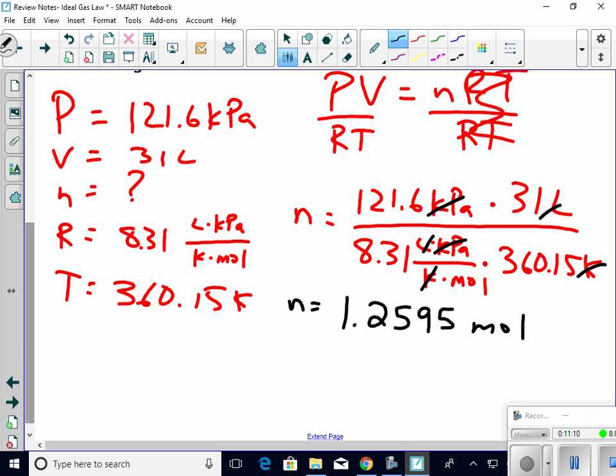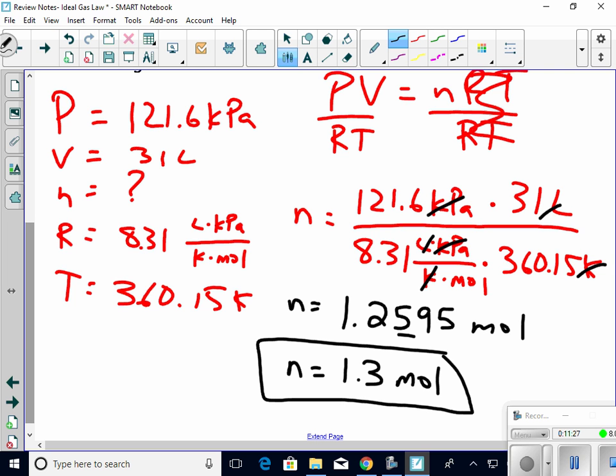I look back at my original problem, 4 sig figs, 2 and 2. So I'm going to put this at 2 sig figs. Okay, my 5 is going to round up. So my N is going to be 1.3 moles. Final answer.